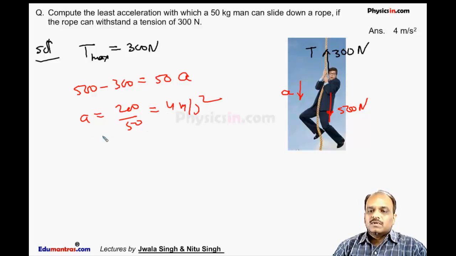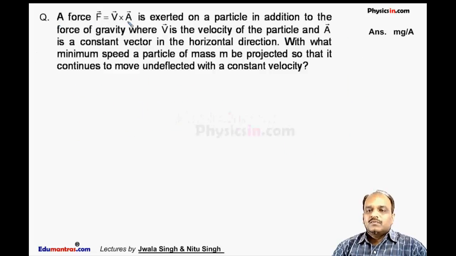meter per second square. So the minimum acceleration of this man is 4 meter per second square in downward direction. If this man slides downward with a 4 meter per second square acceleration, then this rope will never break.